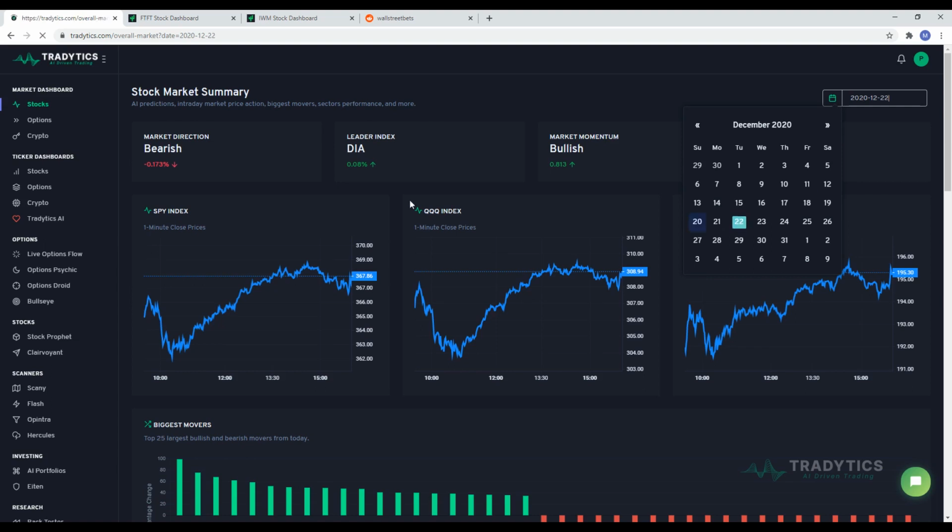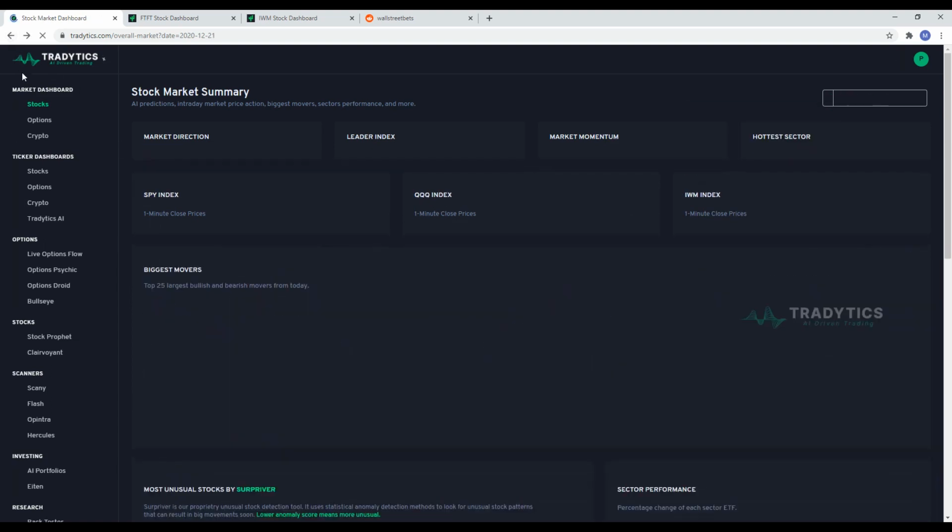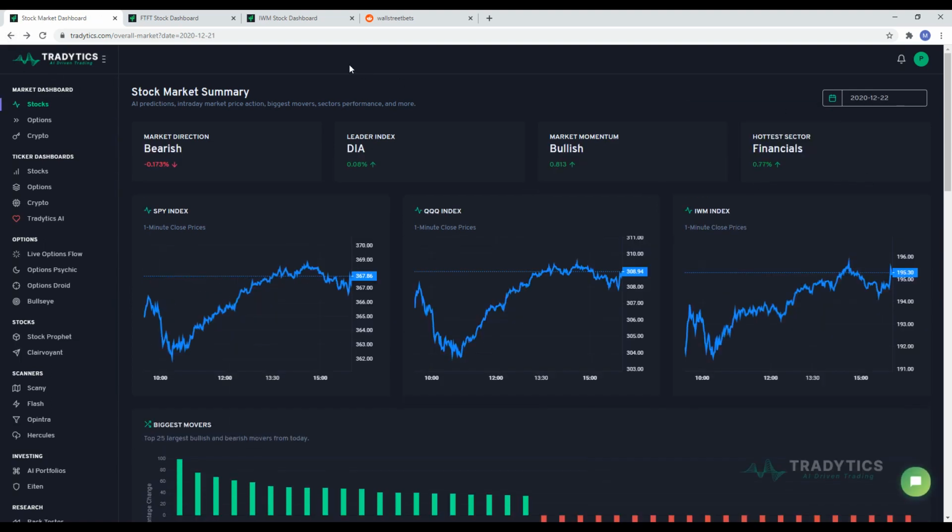If you want to look for a different date, you can simply go to the date selector and choose a different date. Let's go. Right on the top, we have a few widgets showing information about the overall market direction, the leader market index, the best performing sector, and market momentum. Most of these are fairly self-explanatory. However, momentum needs some explanation. It is the speed at which market is climbing up or declining down.